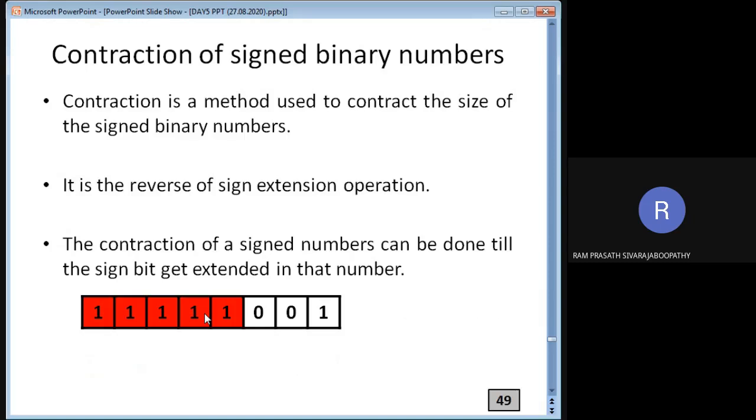Can you type it in the chat box? What about the answer for this? After you perform contraction operation for the given number, what will be the result you will be getting? Almost இதுல ஆன்சரே இருக்குது. எது வரைக்கும் நம்ம வந்து கான்ட்ராக்ட் பண்ணலாம்? Till the sign bit gets extended in the number. அது நான் ரெட் கலர்லயே மார்க் பண்ணி காமிச்சிட்டேன். So what about the answer? See, write it in binary form. After contraction, how the number becomes in binary form?